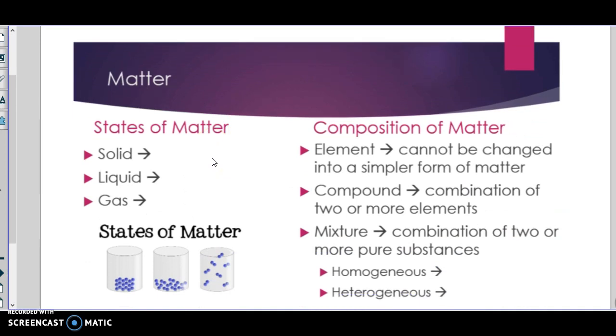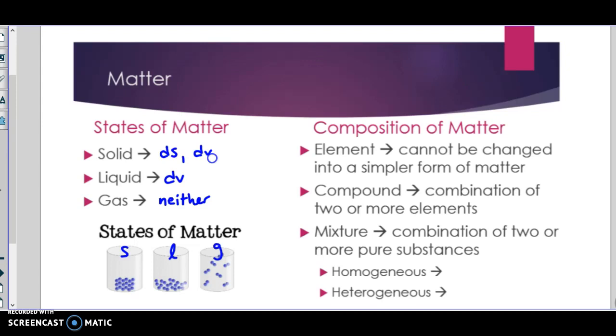Hopefully this is a slide mostly of review. A solid has a definite shape and definite volume. A liquid has just a definite volume, and a gas has neither. You can see from the photo, obviously, that this is the solid, this is a liquid, and this is a gas, because the molecules are very spread out.